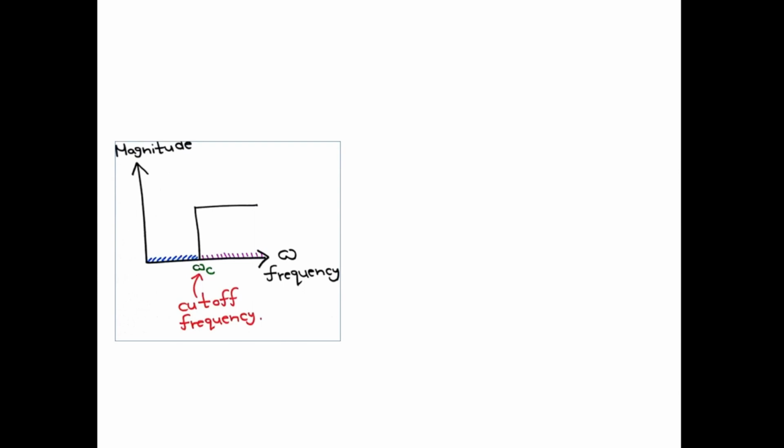As you can see, here it is. Here, the x-axis represents omega, which is the frequency, and the y-axis represents magnitude. And there is a special point omega c, which we name as the cutoff frequency. Okay, right. Then, as you can see, this is an ideal high pass filter. So, high frequencies are passed without any attenuation and low frequencies are attenuated.